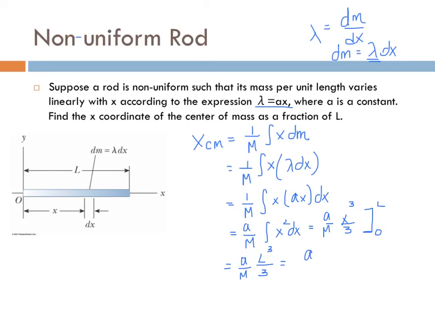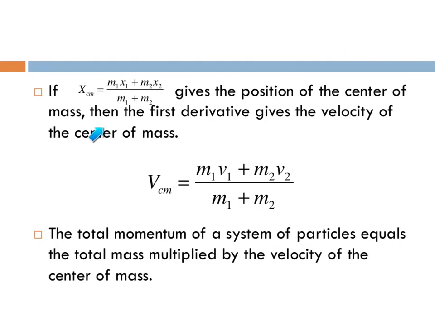And it's actually a little bit better to put our numbers in front of our variables. If this function gives the position of the center of mass, then the first derivative gives the velocity of the center of mass. So the velocity of the center of mass would be my mass 1 times the velocity of that mass, plus mass 2 times the velocity of that mass, all divided by the total mass. This is also true for the total momentum of a system of particles. This is equal to the total mass multiplied by the velocity of the center of mass, which is basically this equation rearranged.